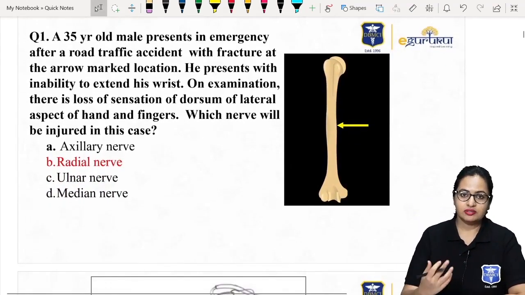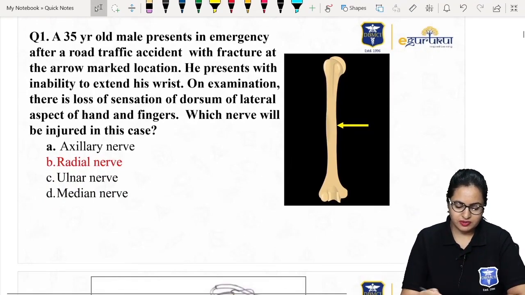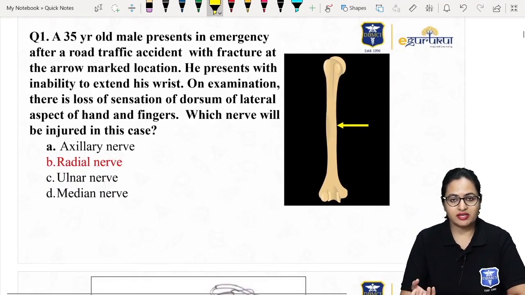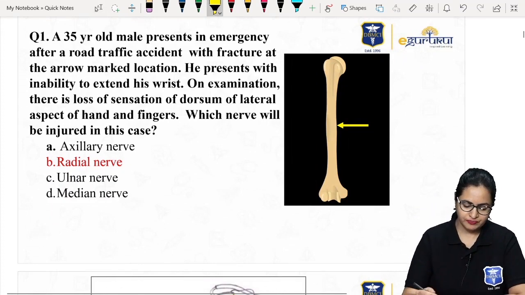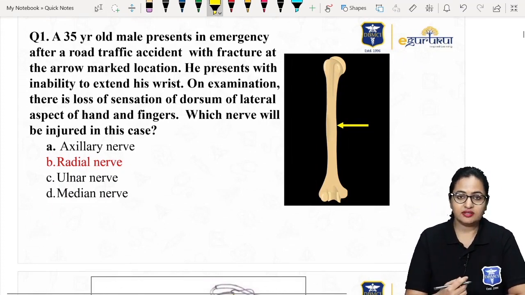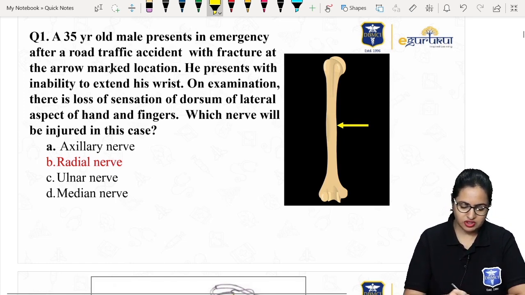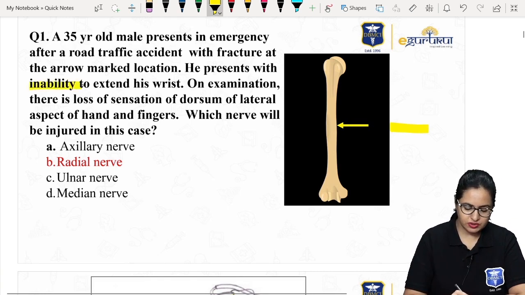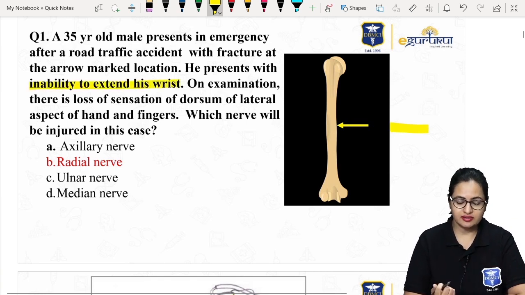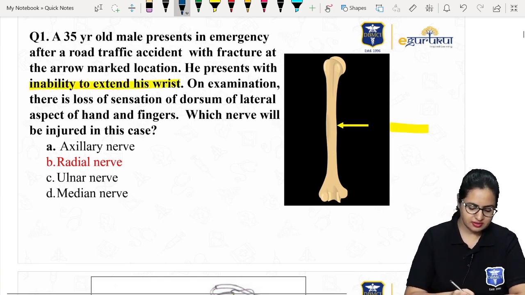Now in this question, if you see what has been mentioned, it is an image based question as well as a clinical based question. It says that a 35-year-old male presents in emergency after a road traffic accident with fracture in this arrow marked location, over here, and he presents with inability to extend at his wrist. Now this is pointing towards wrist drop.